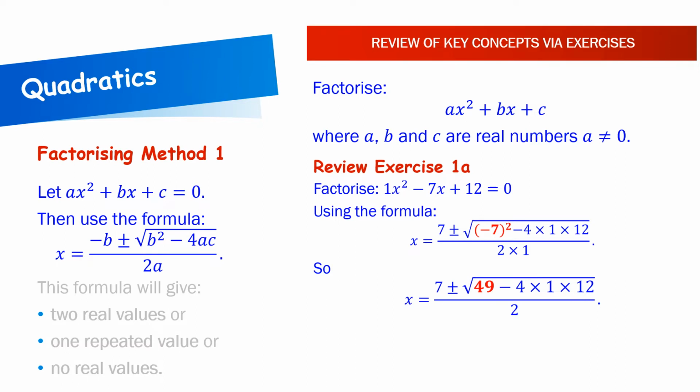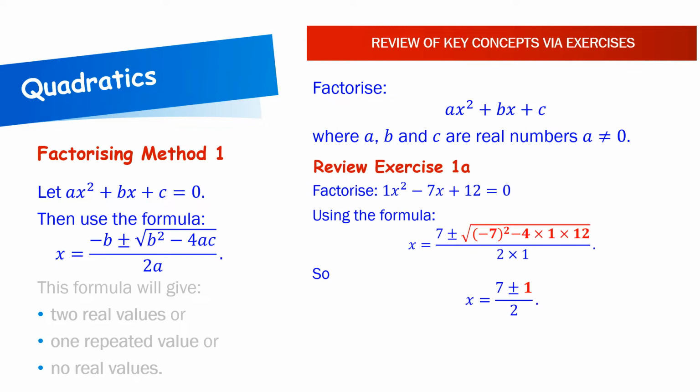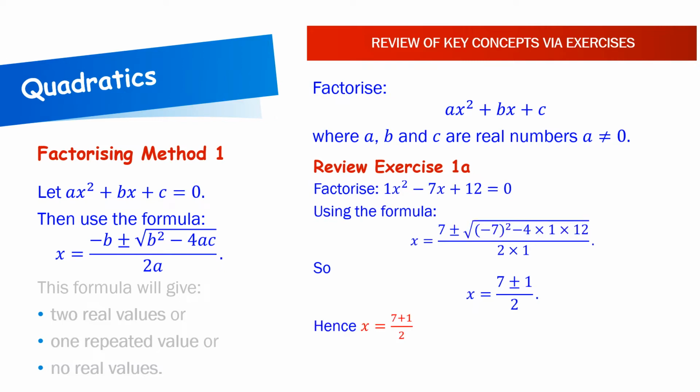Next we tidy up. The minus 7 squared in the square root becomes 49. Minus 4 times 1 times 12 becomes minus 48. 2 times 1 is 2. And then the bit in the square root is tidied up also to give 1. So either x equals 7 plus 1 all over 2, or x equals 7 minus 1 all over 2.